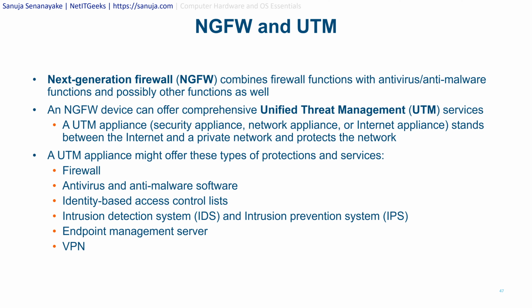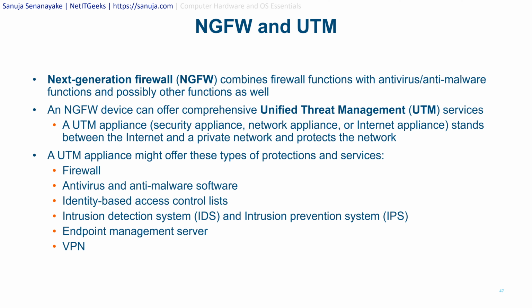So those kinds of UTM configurations include the firewall, antivirus, anti-malware software, identity-based access control lists, also known as ACLs, intrusion detection and intrusion prevention systems, endpoint management servers, and VPN. Again, I'm not going to go into detail on those things. I'm not even going to explain what's the difference between IDS and IPS, but know that those things exist. In this lecture, I'm not going to go any further than this.